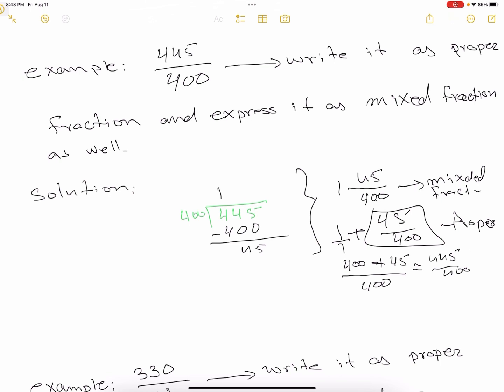So they are the same, so we can write it in a different way. Okay, so let's go, and the solution is 445 over 400, and the second one is 1 plus 45 over 400.